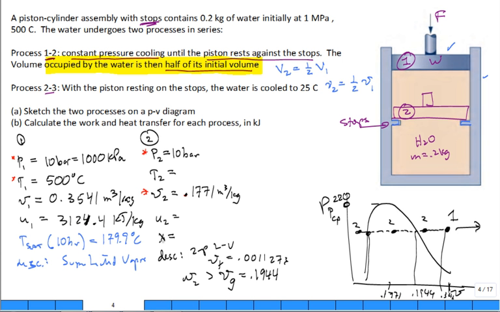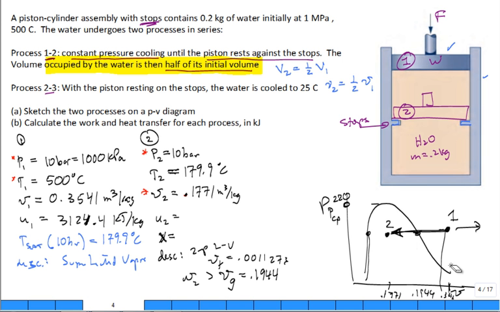Once you have the quality, then you can get the internal energy. Oh, by observation, what is the temperature at state 2? Anywhere between here and here, if state 2 is in there, what's the temperature? 179.9. It's the saturation temperature at that pressure of 10 bar. So anyway, this is where state 2 is, somewhere there. So the process goes just like that. That's the process, 1 to 2 on the diagram.